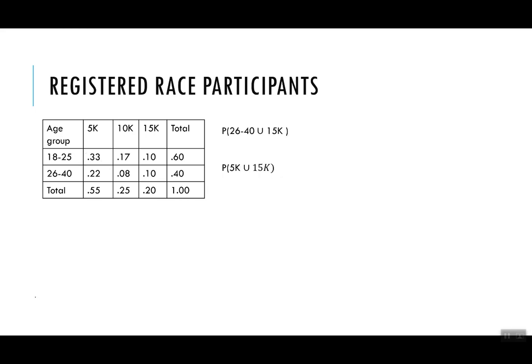Staying with this chart, let's do a couple more. First one says probability of 26 to 40 or 15K. 26 to 40, that was 40%. 15K was 20%, but then 26 to 40 and 15K was minus 0.10. 40 plus 20 minus 10, that's 50%.